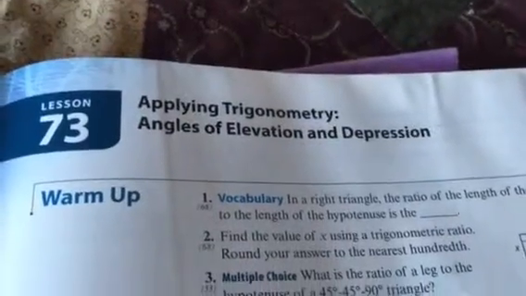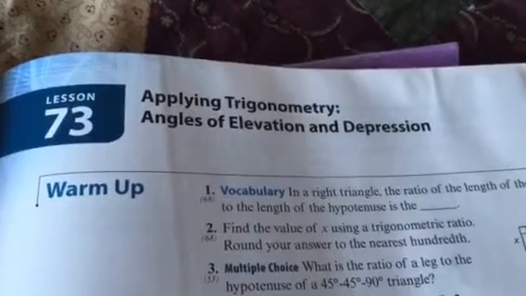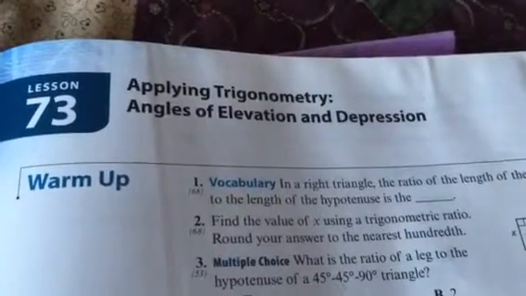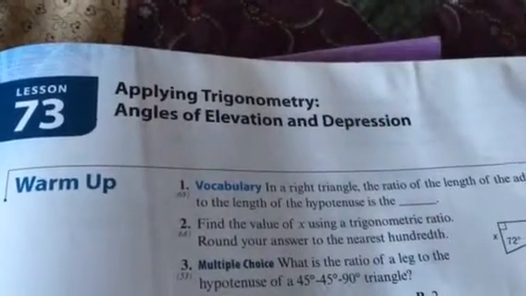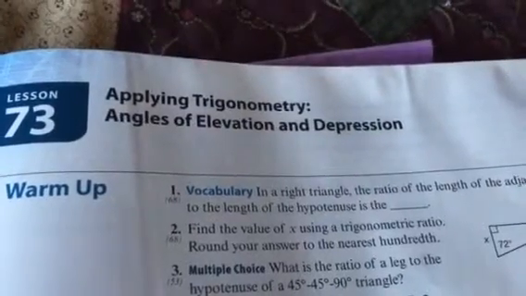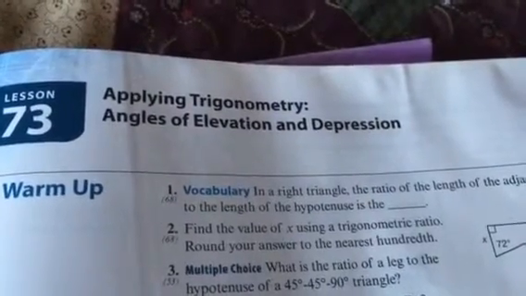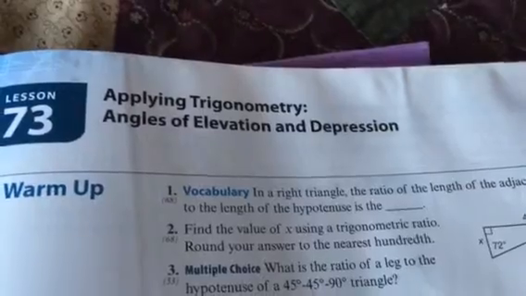Good afternoon. This is MCS Geometry Lesson 73, page 483 in your Saxon textbook. Applying trigonometry with two new terms, angles of elevation and depression. Let's begin with the warm-up.